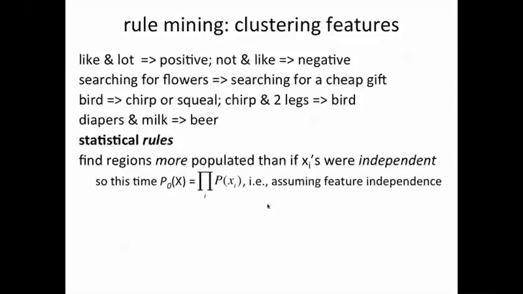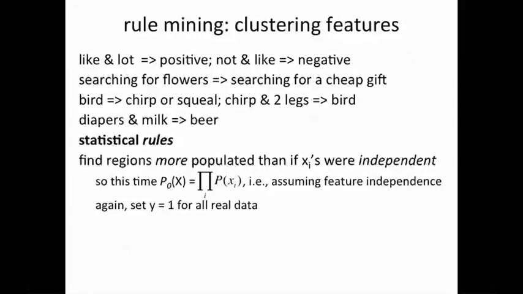So this time, instead of comparing our data to random data, we're comparing our data to data which has the same features but where the features are independent. So P0 now is the distribution assuming independent features, so it's just the product of the distributions of each feature. Now these are not uniform distributions, they happen to be just the independent distributions of every feature in the data that we actually observe.